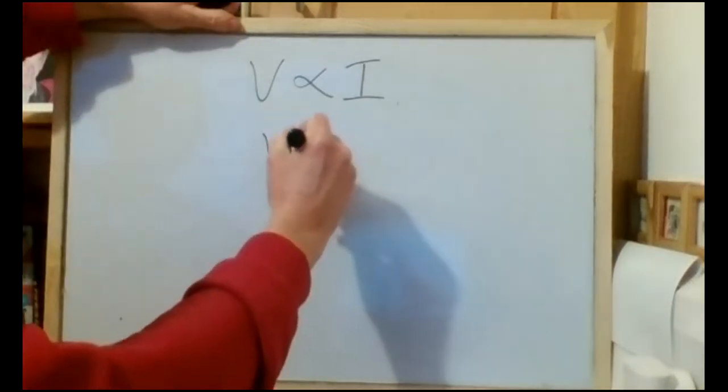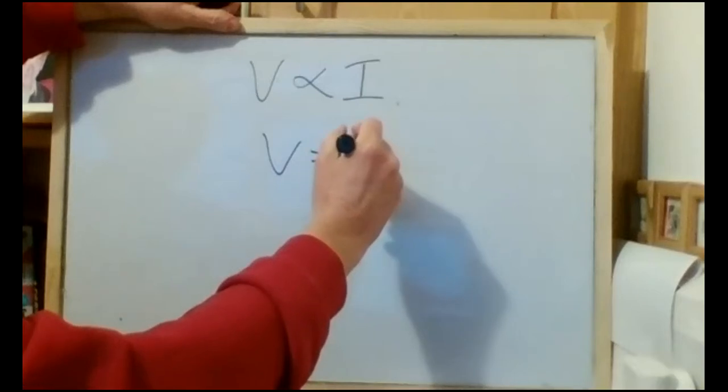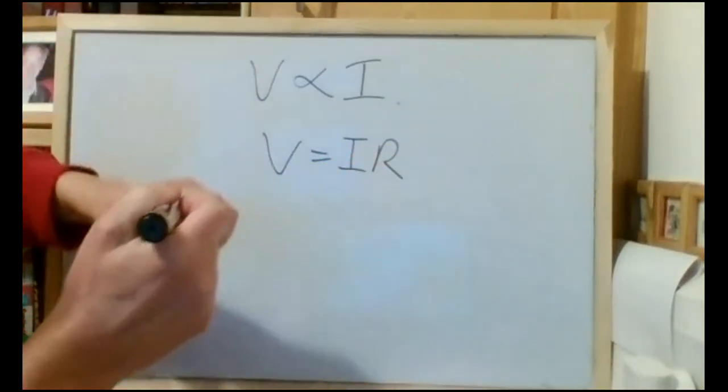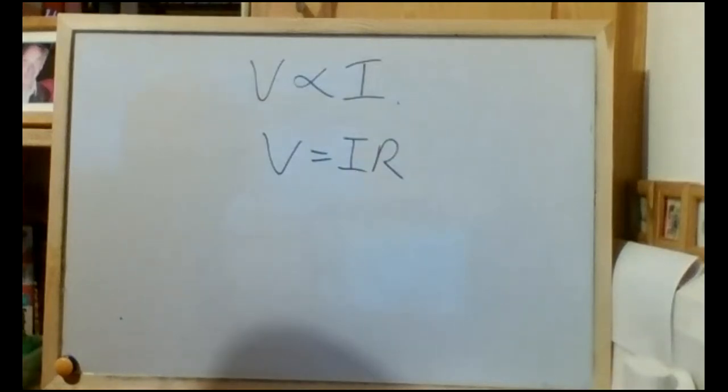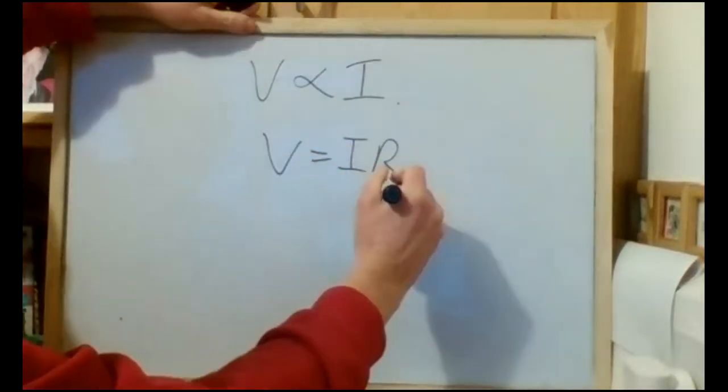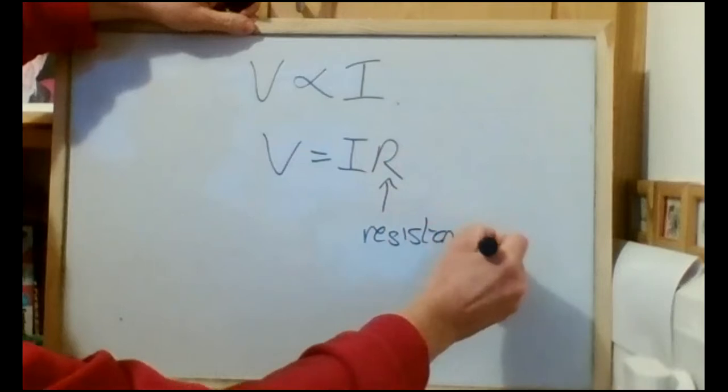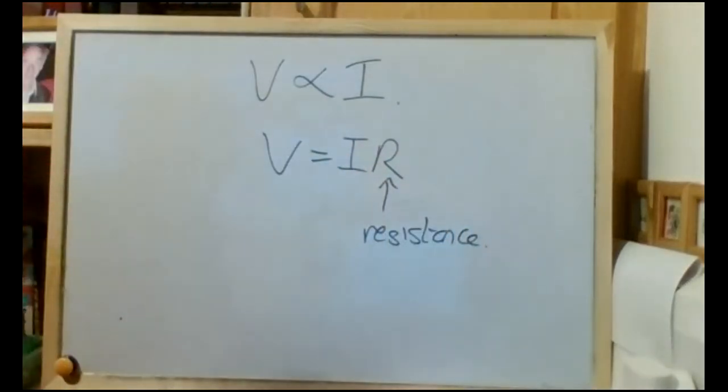So this is generally written as V equals IR or V equals RI. R is the constant that we introduce. And it too is an important quantity in electricity. R is resistance, and it is the property of a circuit which resists or opposes the flow of current.